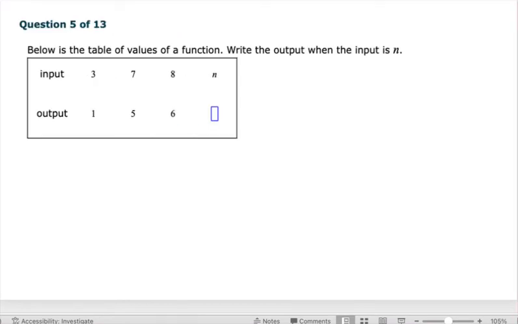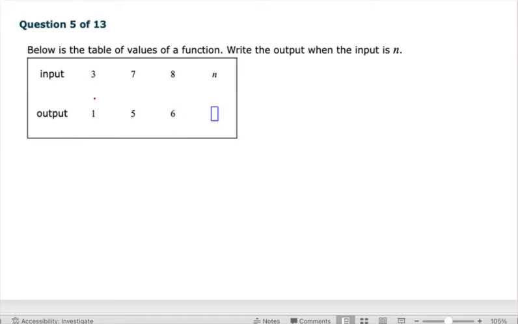Below is the table of values of a function. Number 5. Write the output when the input is n. Okay, so input is 3, we come out with a 1. Input is 7, we come out with a 5.